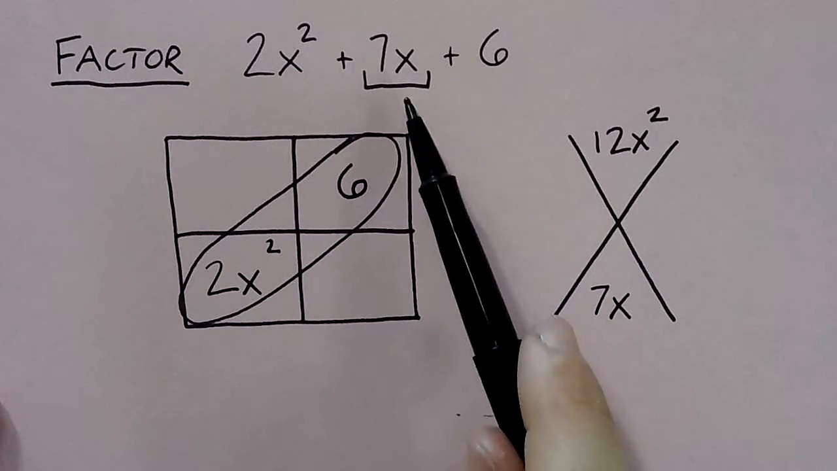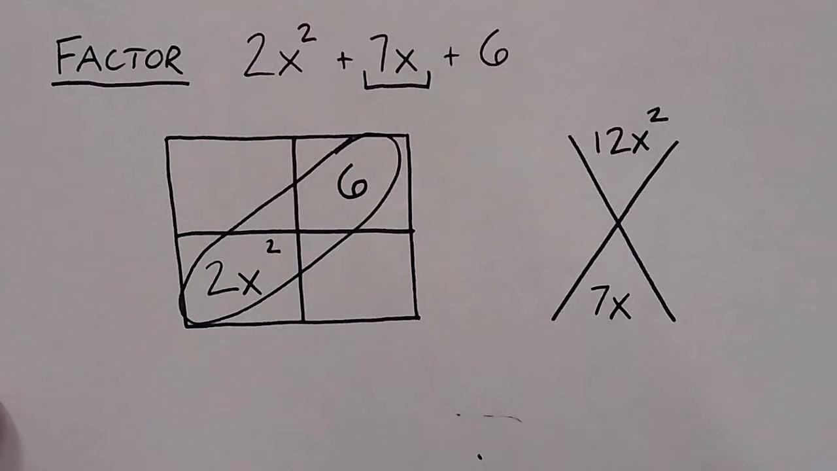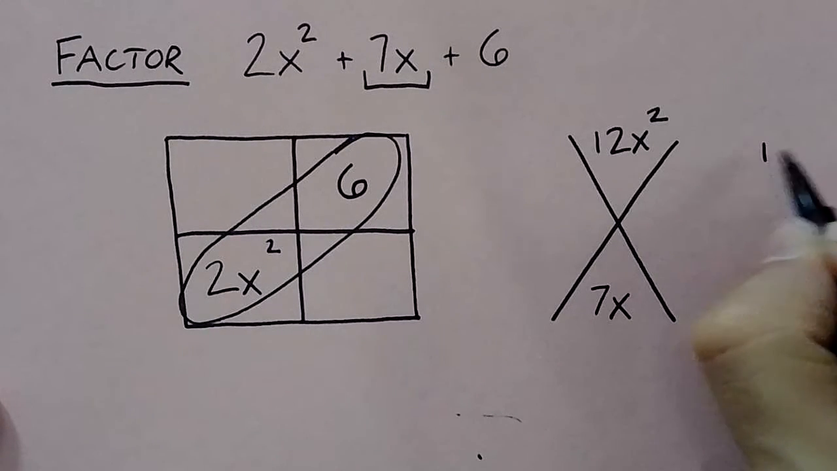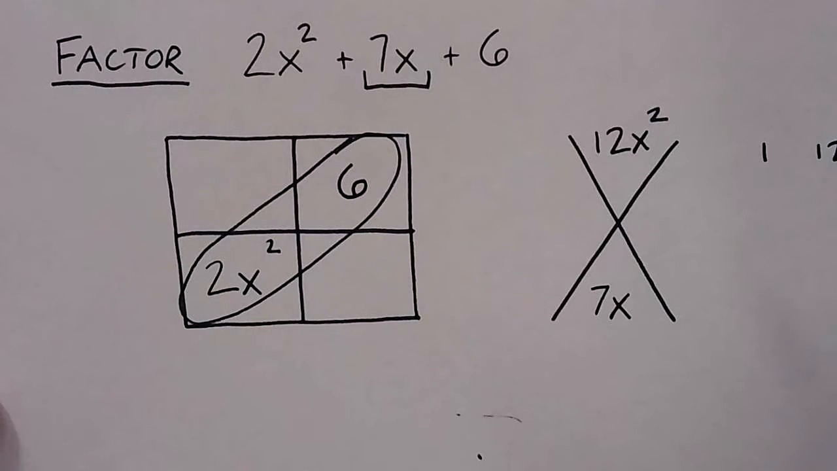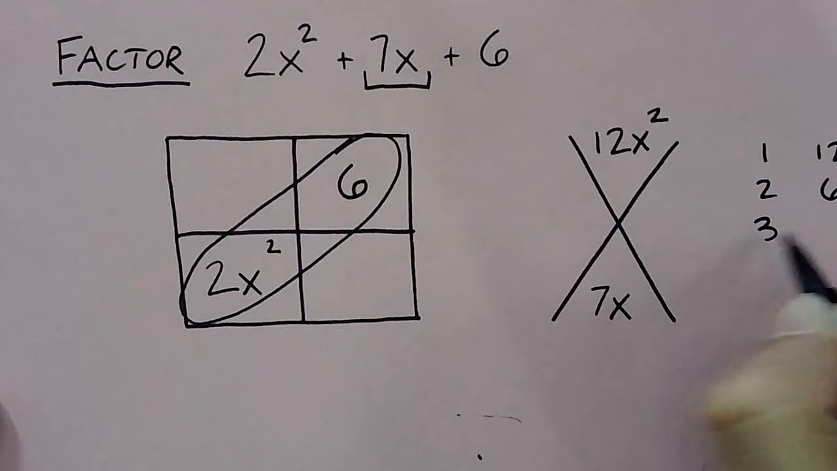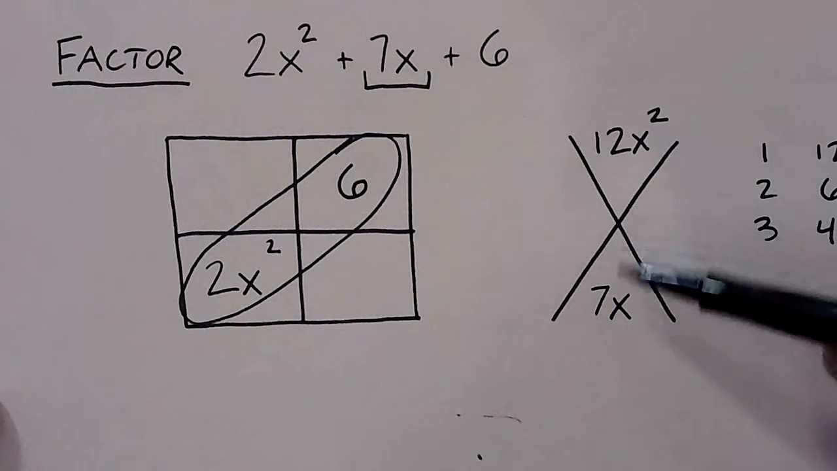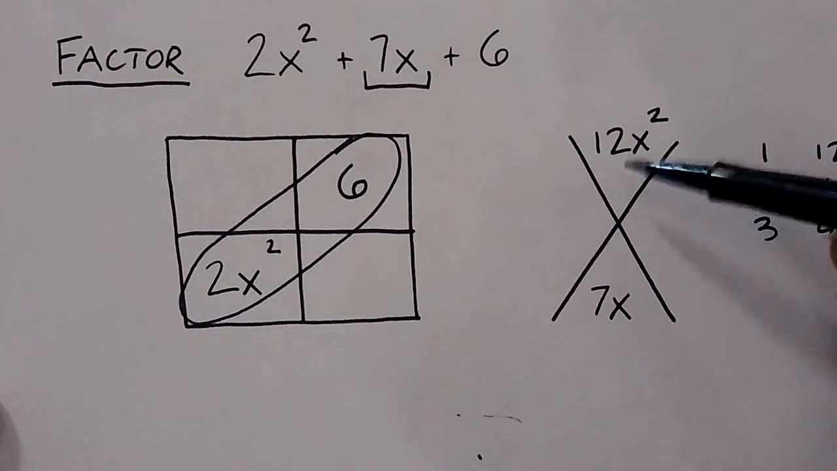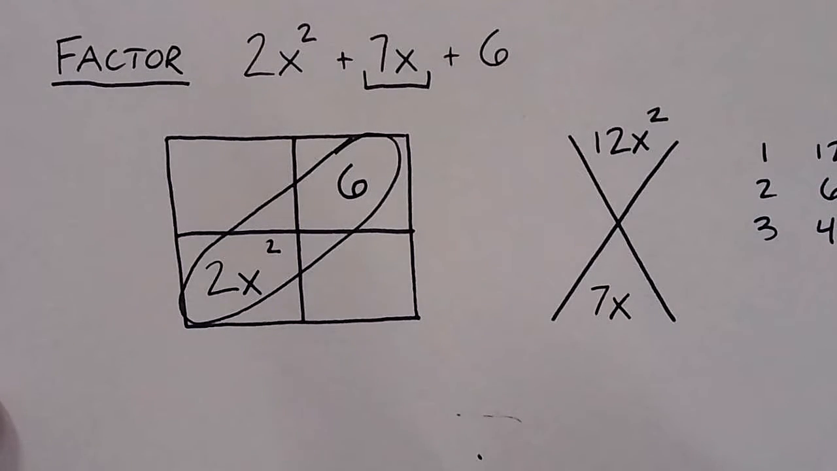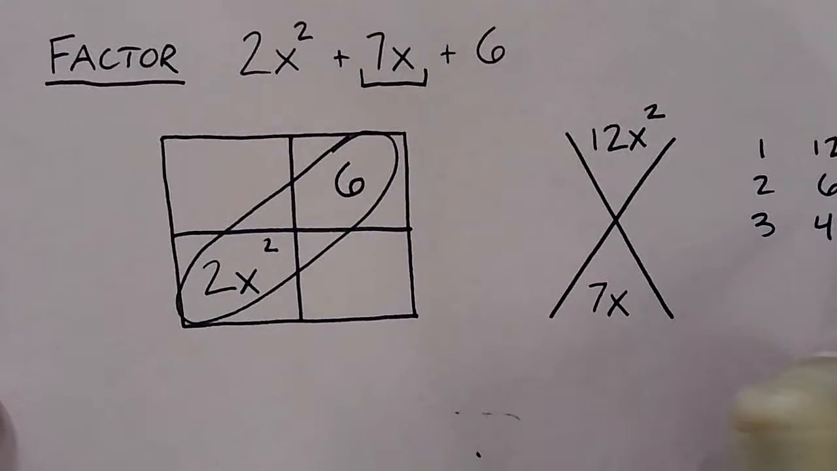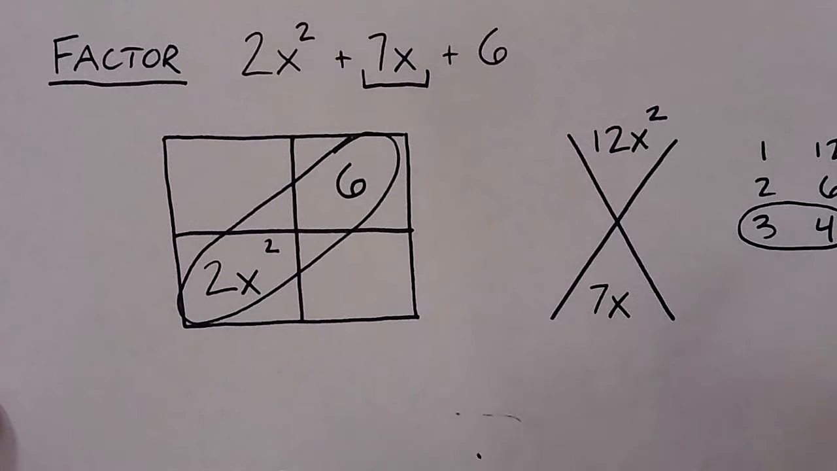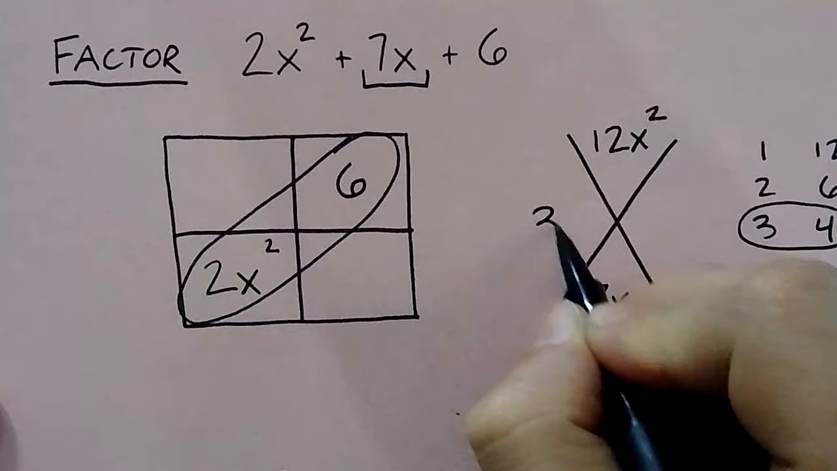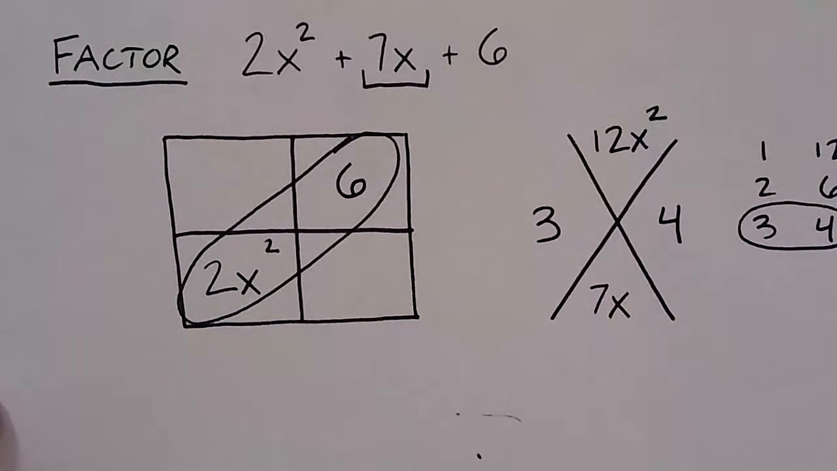7x coming from our middle term. Well, if we list the factors of 12, we have 1 and 12, 2 and 6, 3 and 4. Now, I'm not ignoring the x squared and the x. I'm just focusing on the factors of the numbers, and we'll fill in the x or the variable as we go. 3 and 4 do both. They multiply to 12 and they add to 7. That's going to go on the side of my diamond.